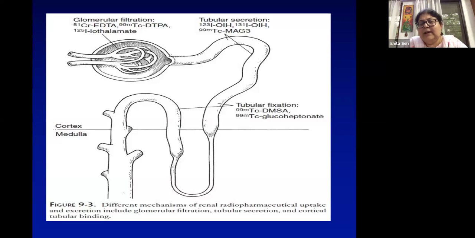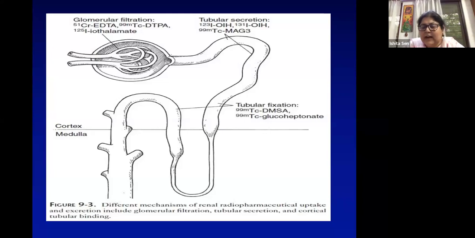With DTPA, the advantage is that you can label it to technetium and visualize the images, so you can see it on a gamma cam. With iodine-125 iothalamate, you could only count it using a gamma ray counter. Then you have agents which look at the tubular function. Out of this, you had iodine-123 labeled orthoiodohippurate. This could be labeled with both iodine-123 as well as iodine-131. Now we have technetium MAG3 or our own technetium LLEC, which look at the tubular secretion.